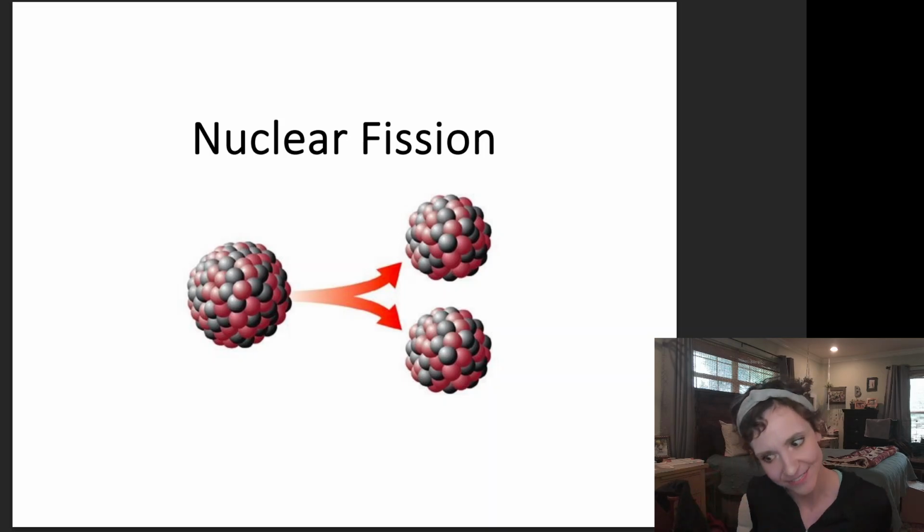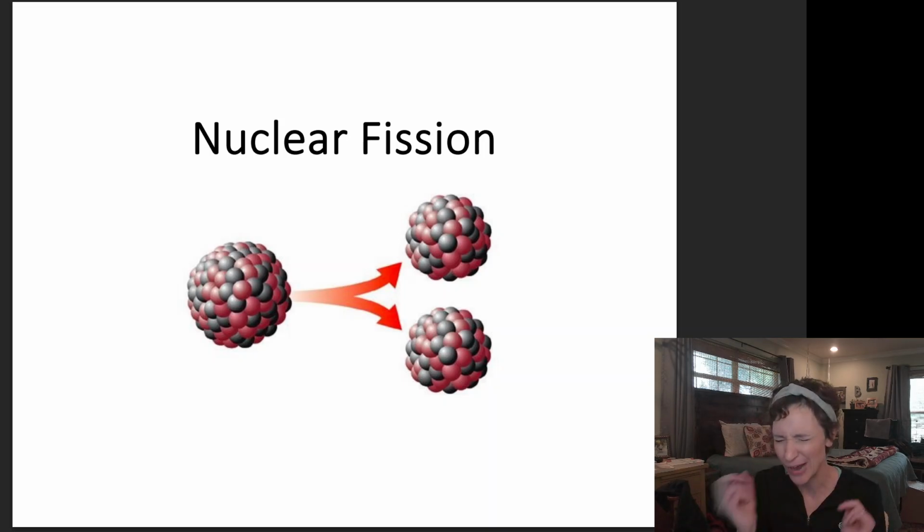Now let's get into the good stuff today. Okay, we're going to talk about two processes that are kind of opposites of each other, but equally exciting and explosive. So we're going to talk about nuclear fission and nuclear fusion, okay?